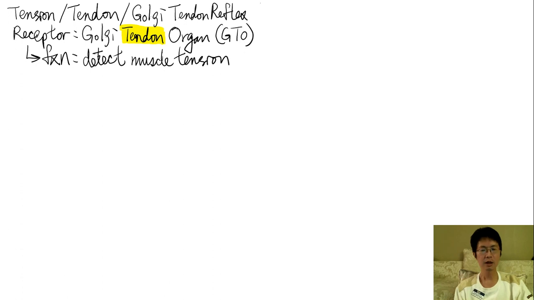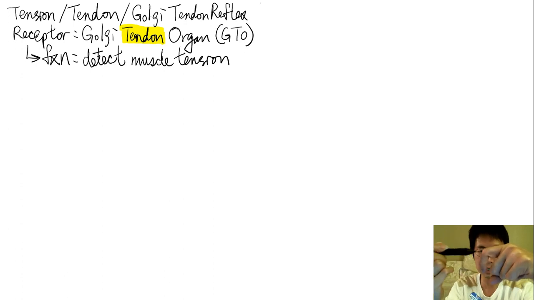It is like this. Okay. Remember the knee-jerk reflex? We hit the patellar ligament here. Then your knee jerks like this, right?